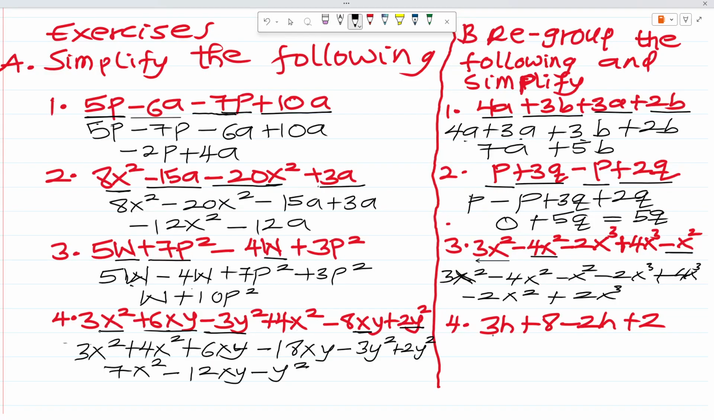The last example, we have h here, and we also have h here. So we group like terms. 3h, negative 2h, and these are the numbers, plus 8 plus 2. So we have 3h minus 2h gives us h. 8 plus 2 gives us 10, and we are done solving the question.